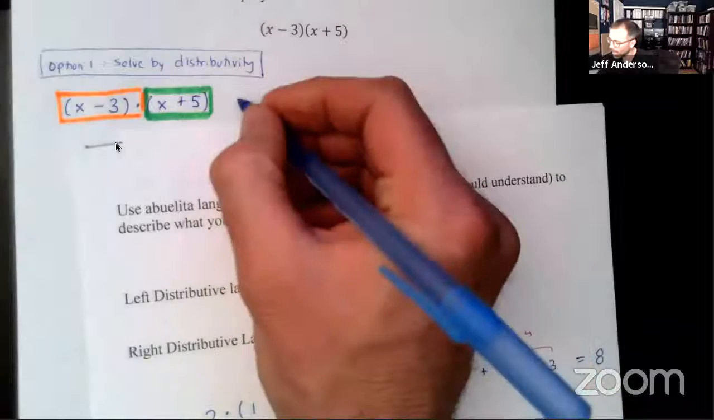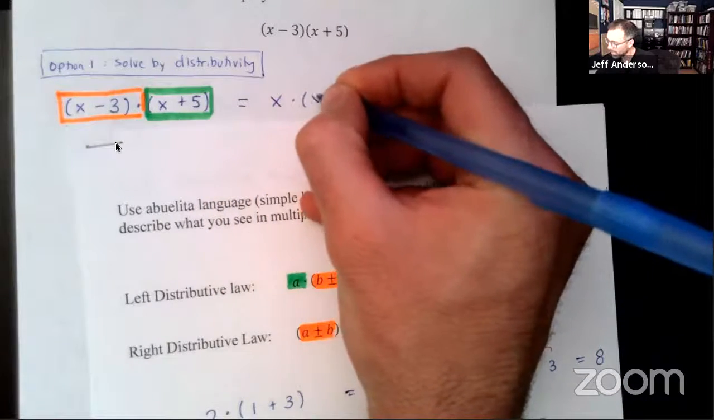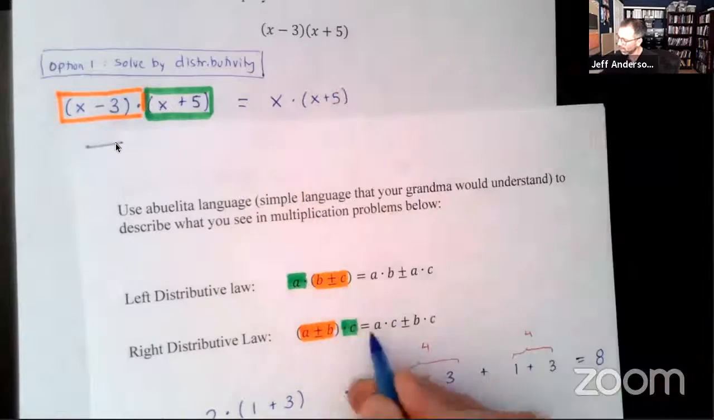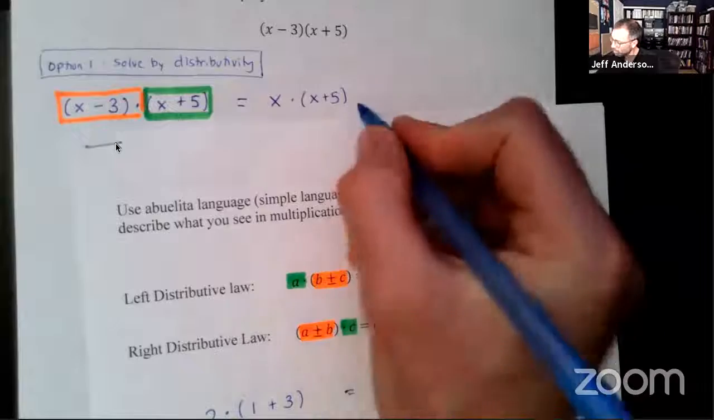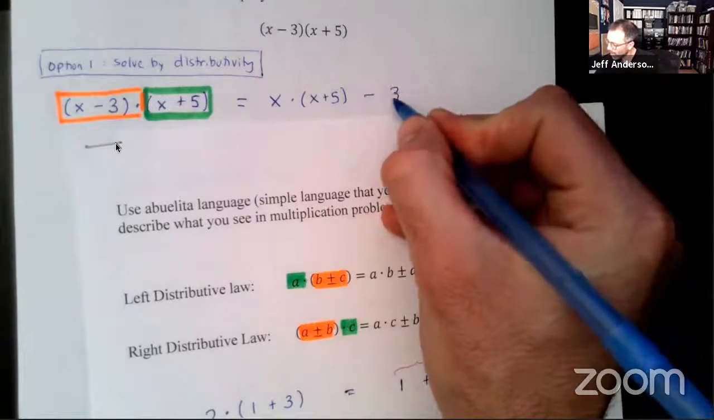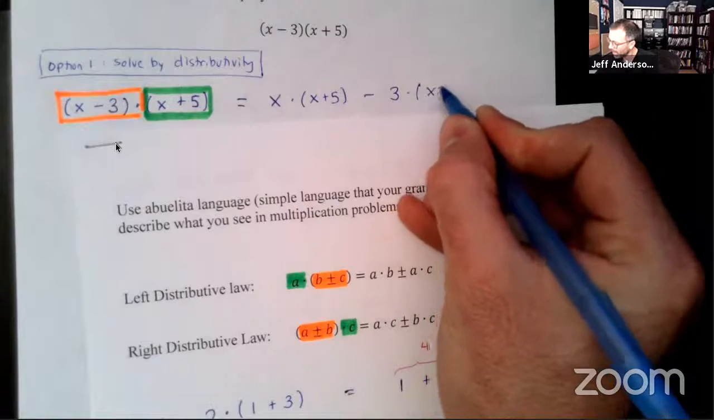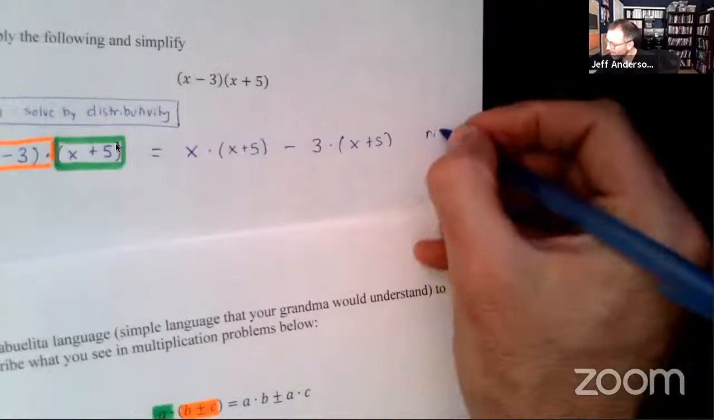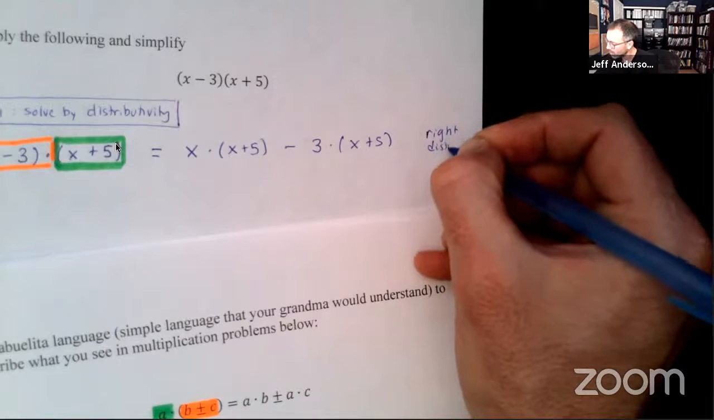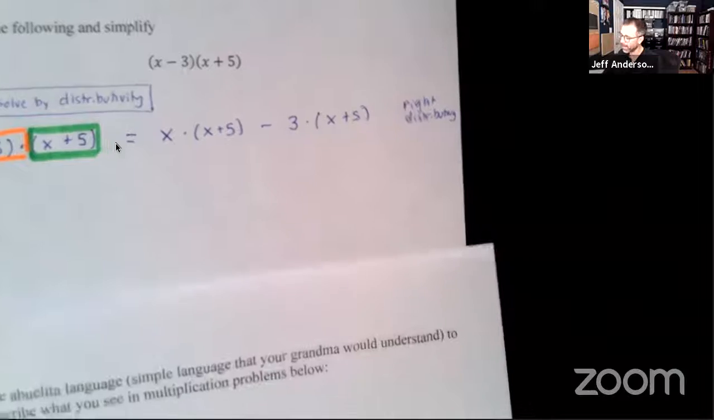So here we go. So the first chunk A times C, in this case, C is an entire chunk, right? It's that whole thing. And then I'm going to maintain the subtraction. There's B, there's the second piece of that chunk. I'm going to multiply by C. So that right there was called right distributivity. That's how we did that.